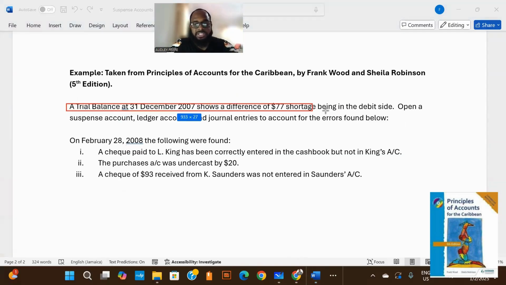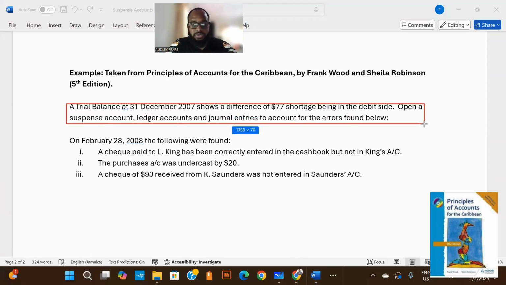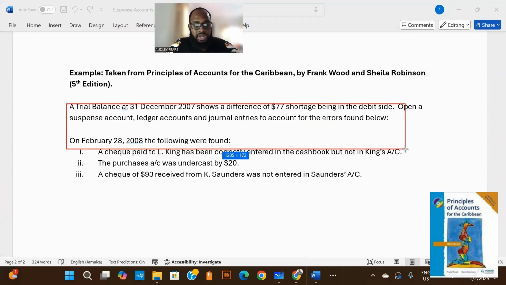All right, and the shortage being on the debit side. Open a suspense account, ledger accounts, and the journal entries to rectify the errors that we find below. So on February 28th, we found the errors.